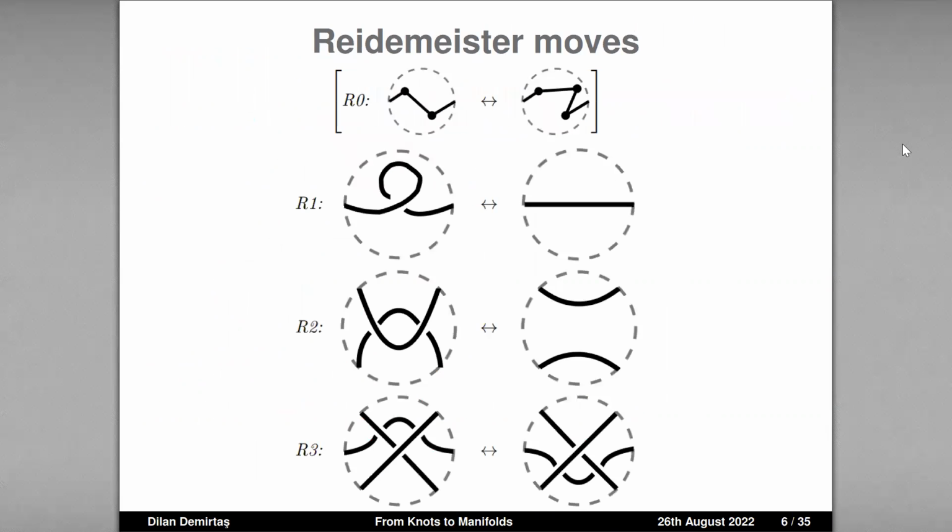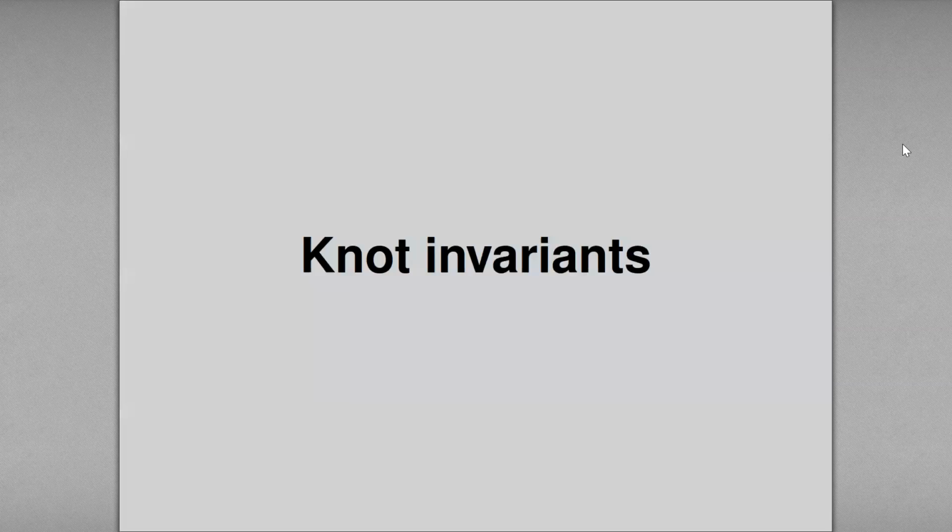So here's a more pictorial description of the Reidemeister moves. The zeroth Reidemeister move corresponds to a polygonal description of the knot. We can deform it as long as we do not change any crossing points. R1 corresponds to untangling a knot. R2 and R3 are pretty self-evident. You can see we have 2 overcrossings, so we can slide this thread towards the other.